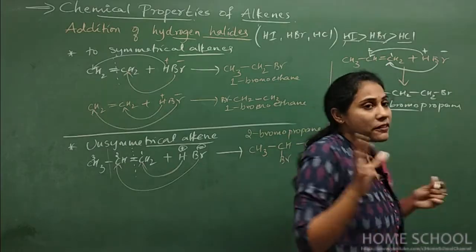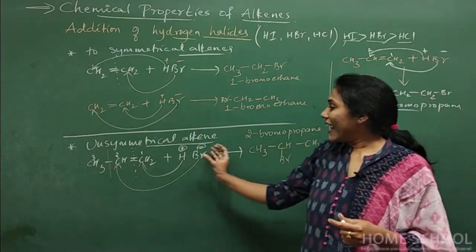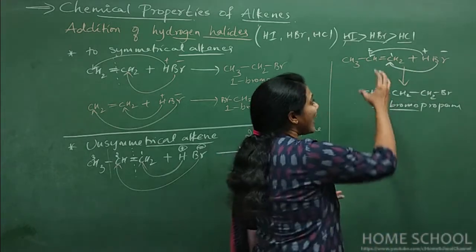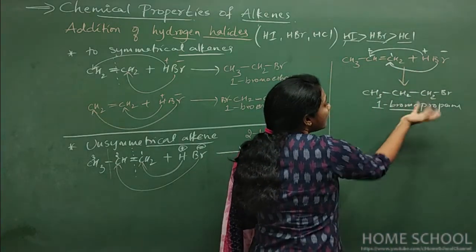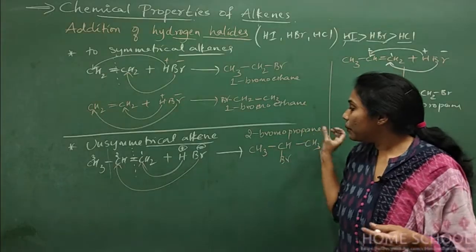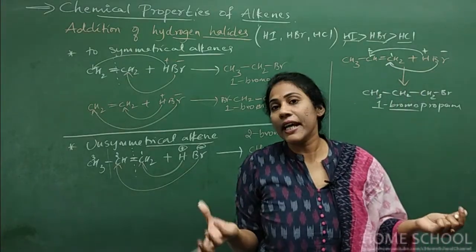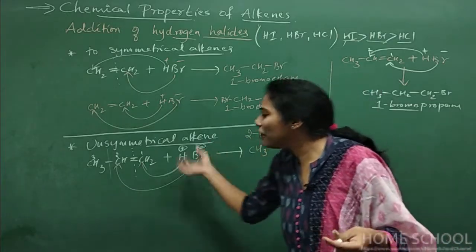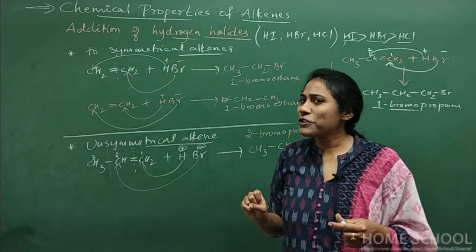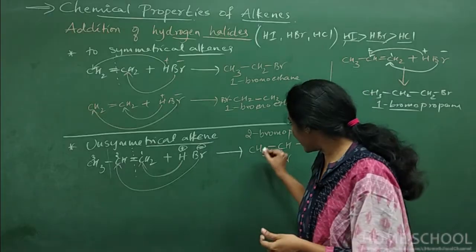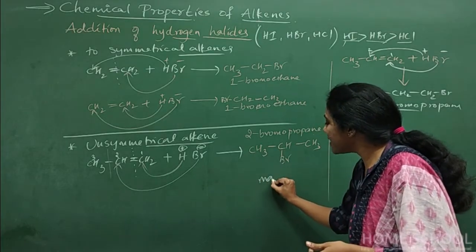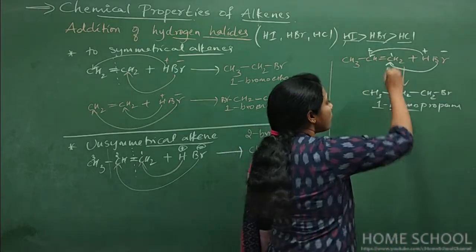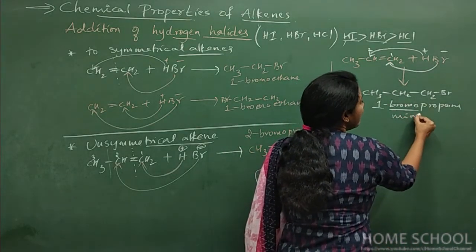So what is your observation here? When you added HBr this way, you got 2-bromopropane. But when you added HBr this way, you got 1-bromopropane. 1-bromopropane and 2-bromopropane are entirely different compounds. So you cannot add HBr however you want. This 2-bromopropane is said to be the major and stable product, whereas this 1-bromopropane is a minor product.